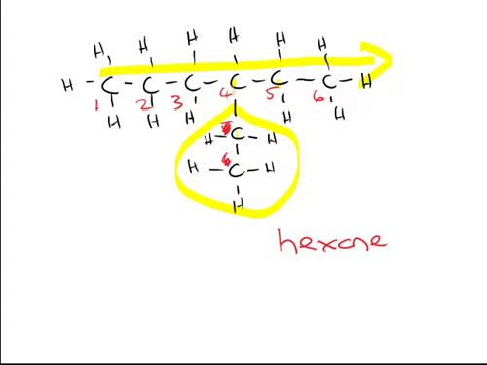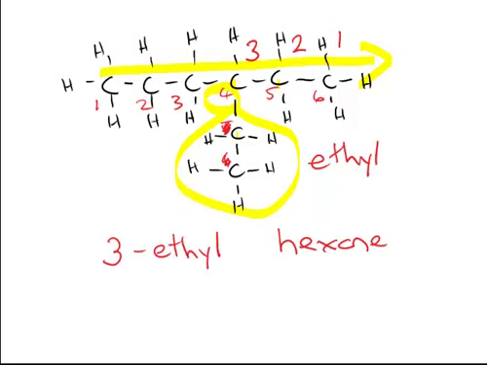Now if we were to say it's on the number 4, that wouldn't be giving the lowest number. If we count from this side, it's 1, 2, 3. And this group isn't a methyl, it's an ethyl. So that would be 3-ethylhexane. Okay? And that's that one named.